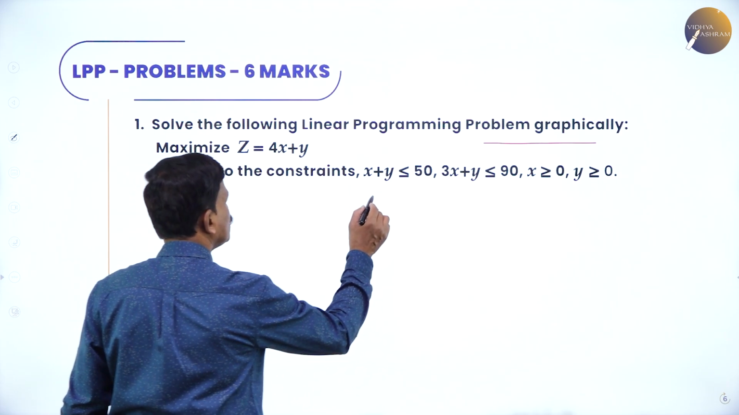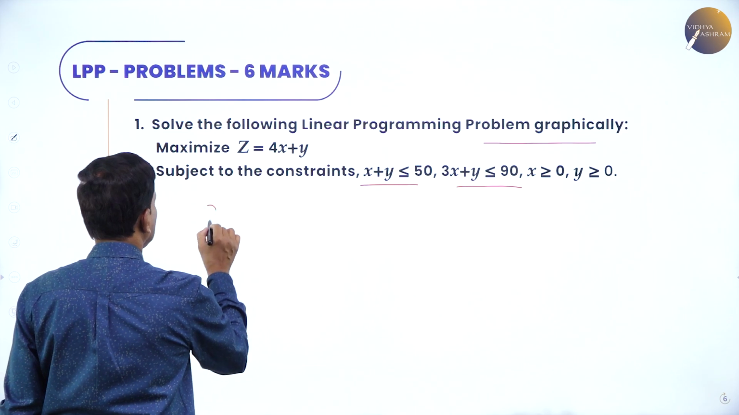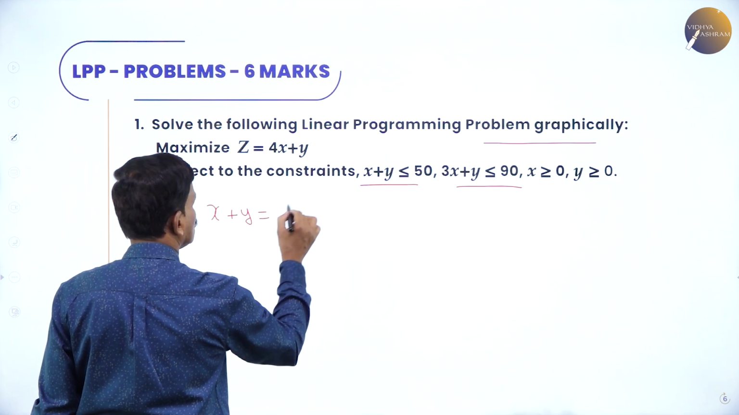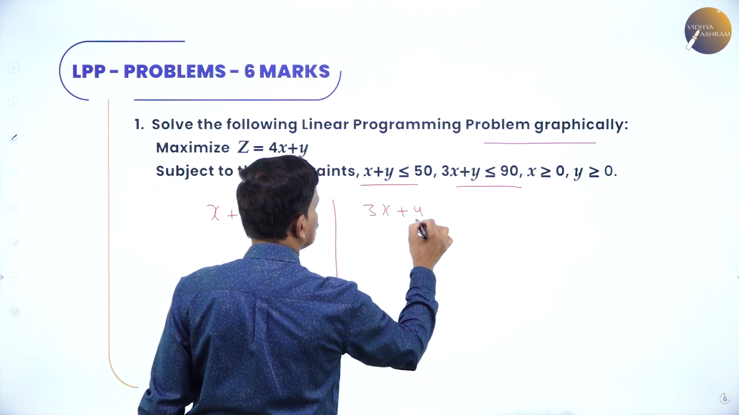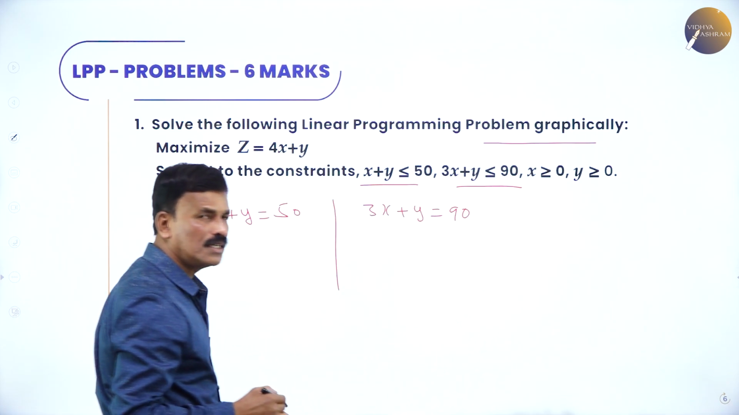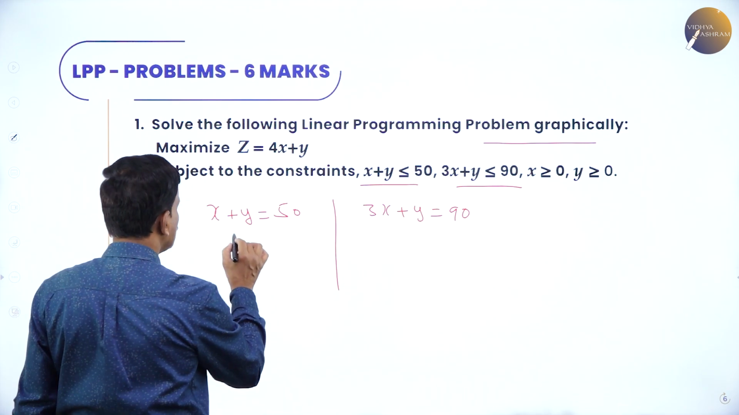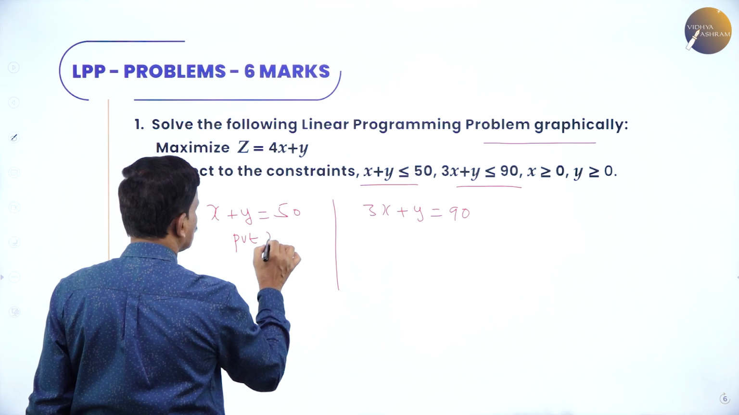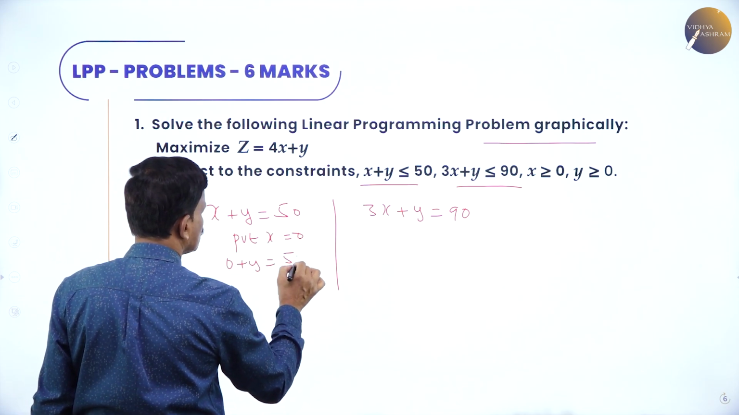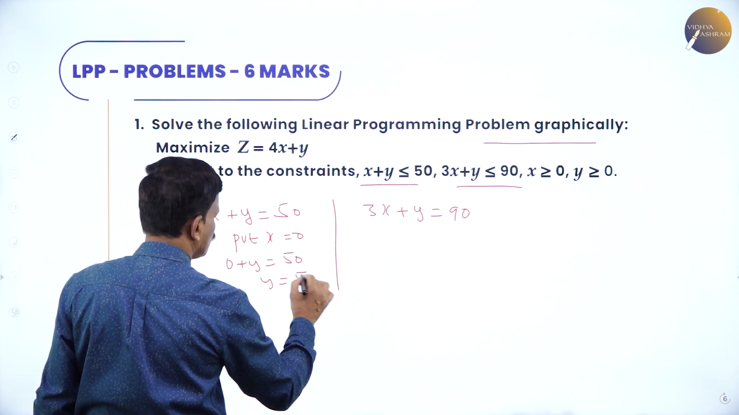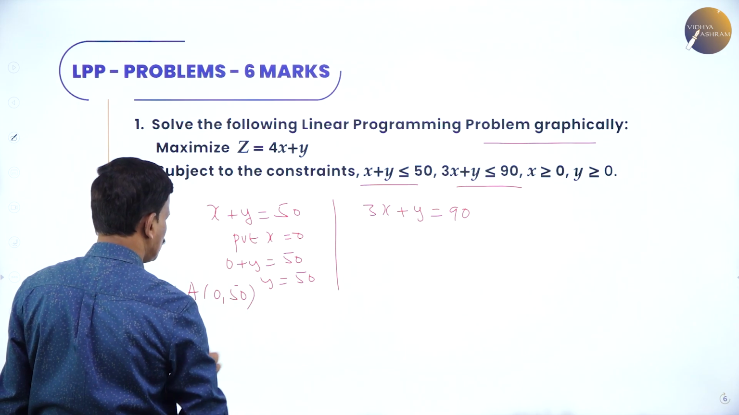Now let us convert these inequalities into equalities first. The given equations are x plus y is equal to 50 and 3x plus y is equal to 90. Now just find out the points. Put x is equal to 0, a very simple method. Then 0 plus y is equal to 50, so y is equal to 50. Consider this as the first point, A is equal to (0, 50).